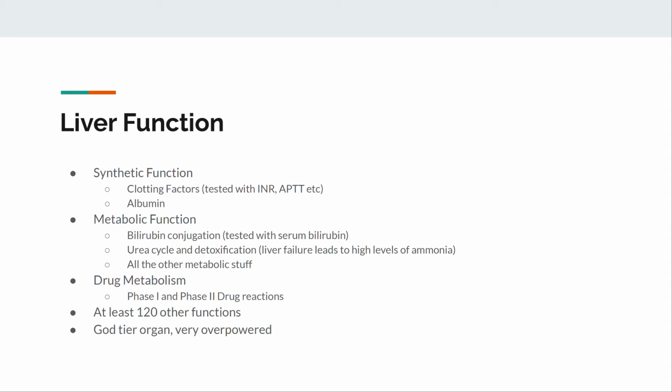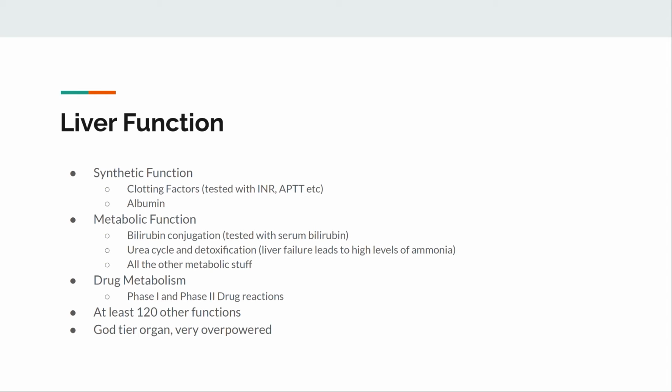So synthetically, yes, it makes clotting factors, and that's where warfarin acts on those vitamin K dependent clotting factors 2, 7, 9, and 10. Albumin, and that's why you get ascites with liver failure from the low albumin and the loss of oncotic pressure. Metabolically, it conjugates bilirubin and does the whole bilirubin cycle. The urea cycle and breaking down toxins, and that's why liver failure leads to high levels of ammonia, which are toxic to the brain, and a lot of other metabolic things.